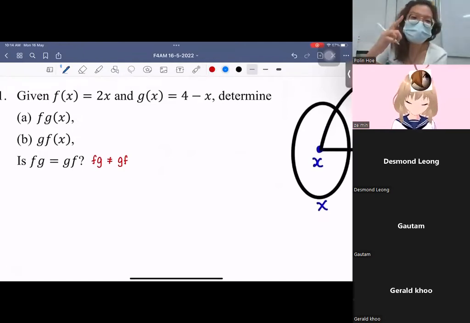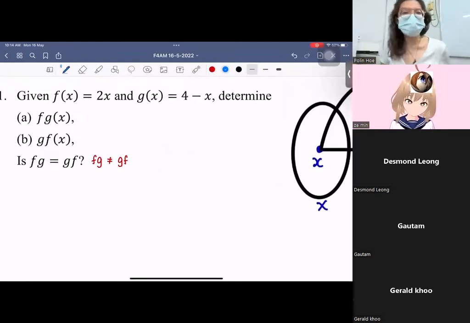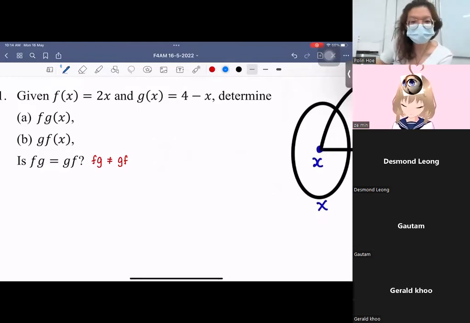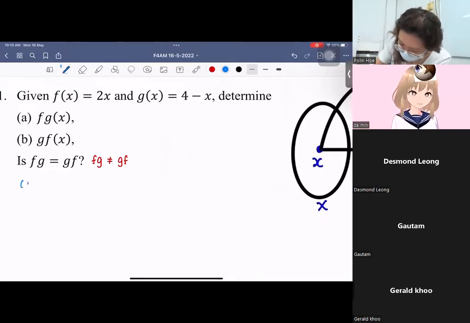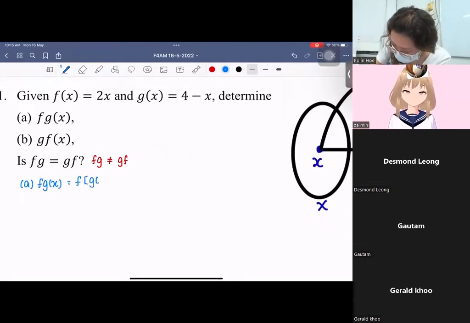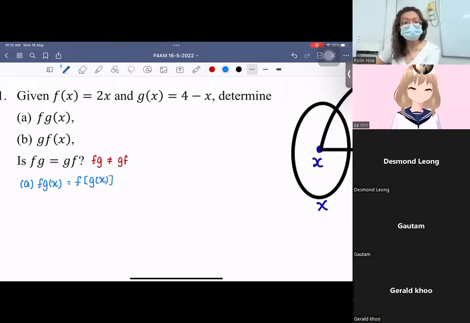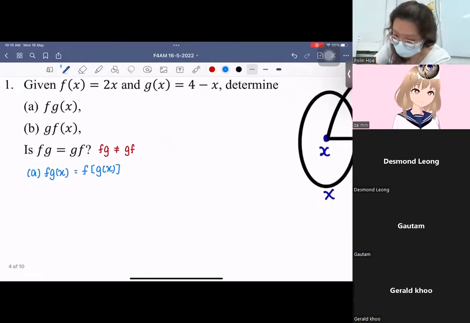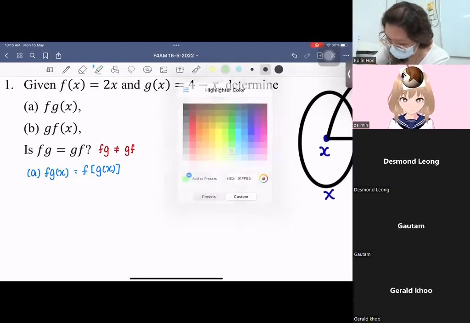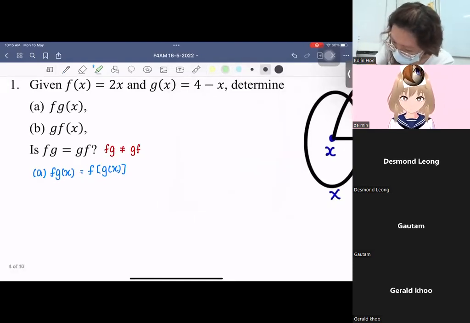Now let us do a question that will say like this. The question will ask you to prove that fg is not equal to gf. So part a, fg(x). I always ask you all to write like this so that you can see clearer. I want g(x). g(x) equals 4 minus x.